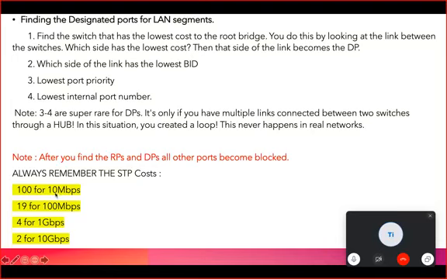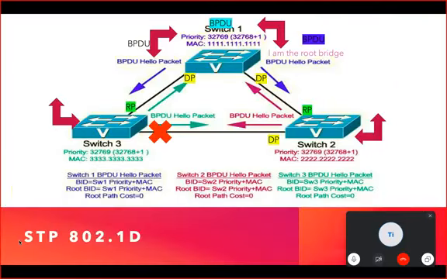If the link is 10 Mbps, the cost will be 100. If the link is 100 Mbps, the cost will be 19. If the link is 1 Gbps, the cost will be 4. And if the link is 10 Gbps, the cost will be 2. Here the links are fast Ethernet, so here the cost is 19. Here the cost is 19.